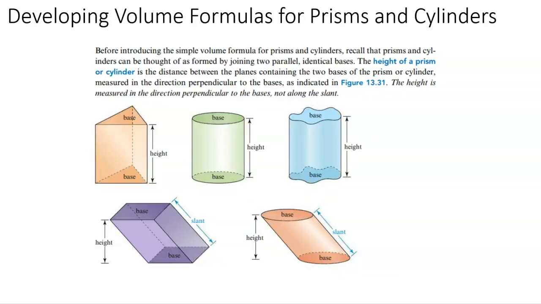So we're going to develop volume formulas, but before we do that, let's recall the shapes. The height of a prism or cylinder is the distance between the planes containing the two bases. The height is measured in the direction perpendicular to the bases, not along the slant. So notice here that the height is the same on that edge, but it is not the same in those oblique ones because we're not talking about the slant. It's got to be perpendicular.